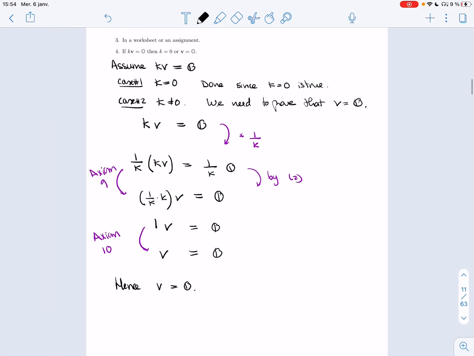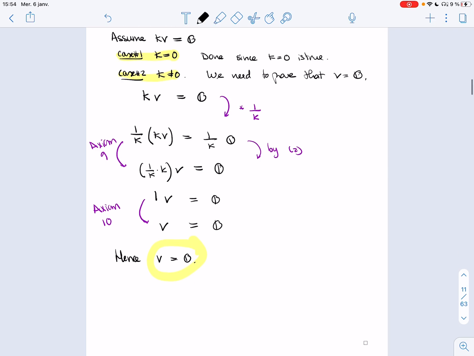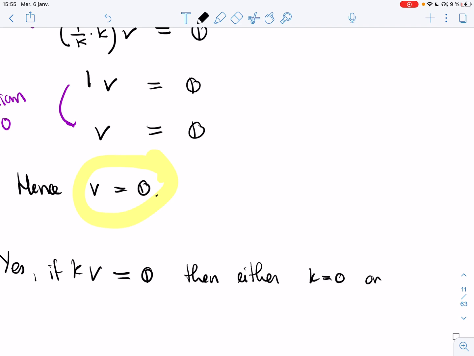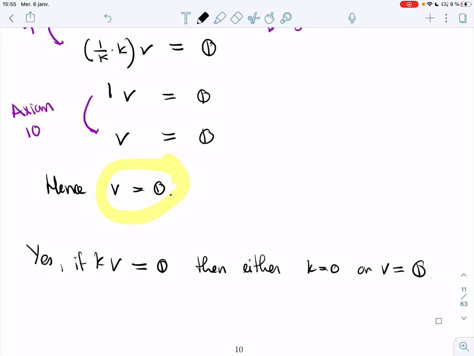All right, so case number 1, k equals 0, and case number 2, we prove that v equals 0. And so what we have is if kv equals 0, then either k equals 0 or v is the 0 element of the vector space V, sorry. All right, and we're done. So I'm going to use this symbol here to say that our proof is done. You'll see it in the notes at the end of each proof.